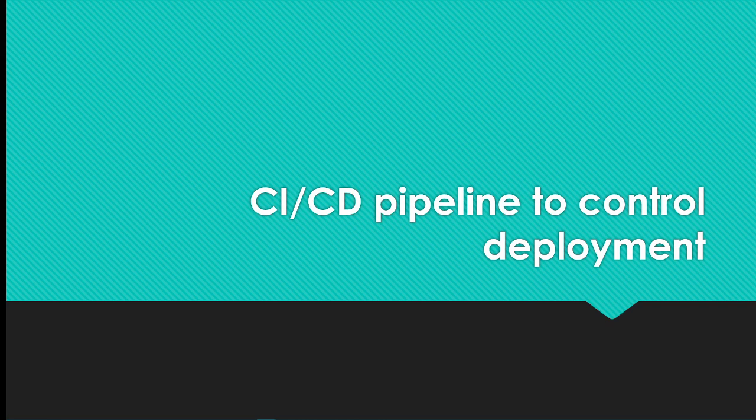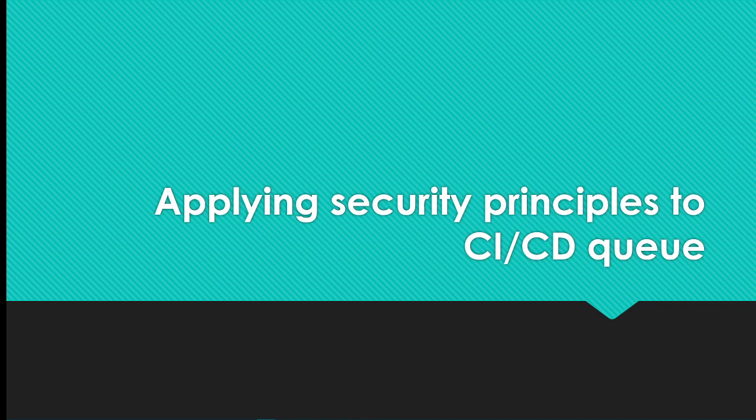CI/CD pipeline to control deployment. So in order to do this, you could create pipelines that run in GitLab, for example, that can control how the application is deployed when new code is pushed and once that code passes all the tests. And lastly, applying security principles to the CI/CD pipeline. This could be finding methodologies that can make the CI/CD pipeline more secure.